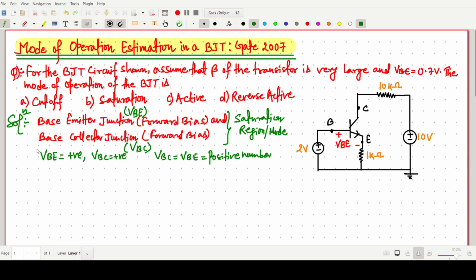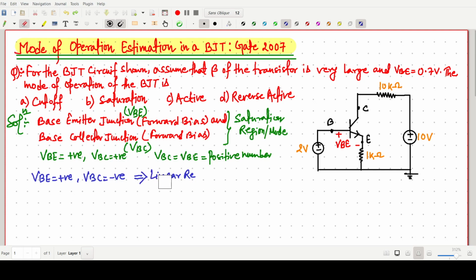For more detail, you can go for the Boylestad book, a very fundamental book. One more property that I am going to write: when VBE is positive and VBC is negative, that is, the base emitter junction is positive and the base collector junction is negative, it is in the linear region, or better to write, active region.